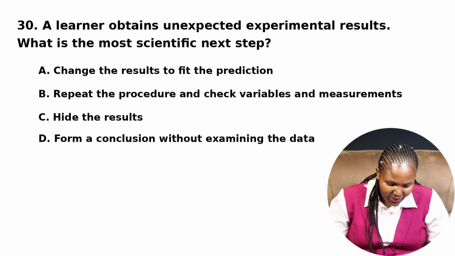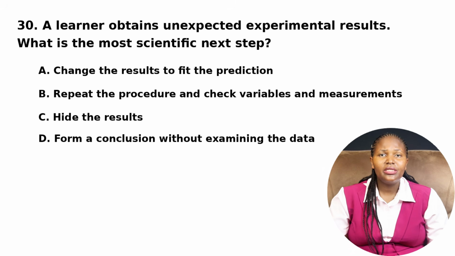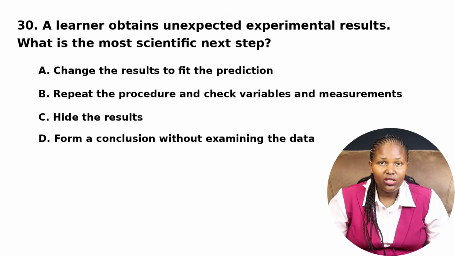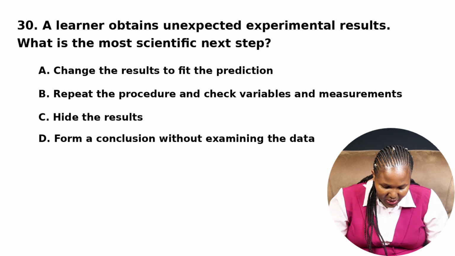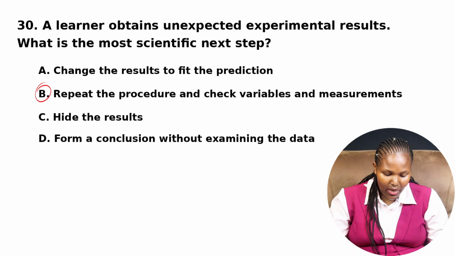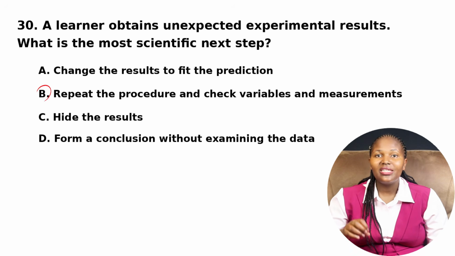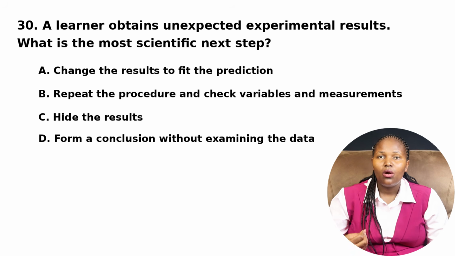With that, we go to question number 30. A learner obtains unexpected experiment results. What is the most scientific next step? A, change the results to fit the prediction. That is being dishonest. If you change the results, that will mean that student is dishonest. Then B, repeat the procedure and check variables and measurements. That is correct. Even if you know the expected results, you need to still repeat the procedure, and maybe you can even help to improve the reliability of those results or see if there are any errors.